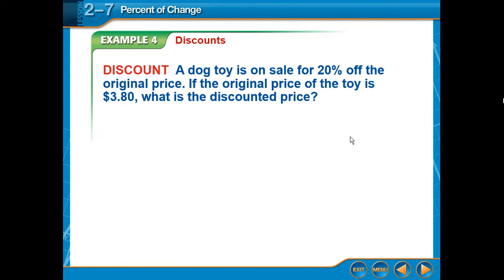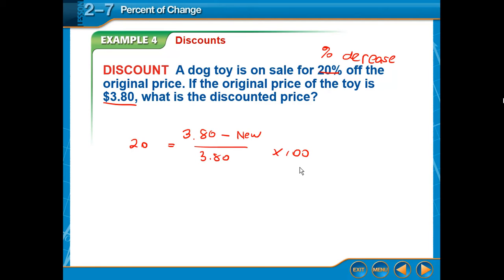And discounts. We can also use this for discounts. So it says a dog toy is on sale for 20% off the original price. If the original price of the toy is $3.80, what is the discounted price? So now we're talking about a discount, so that's percent decrease. And that amount is going to be 20. All right, and the original price is this, so we're trying to figure out the new price again. So since it's going to be a discount, it's going to be $3.80 minus the new price over the original $3.80, and that's going to be equal to the 20 times 100. Taking that from our percent of change equation again.